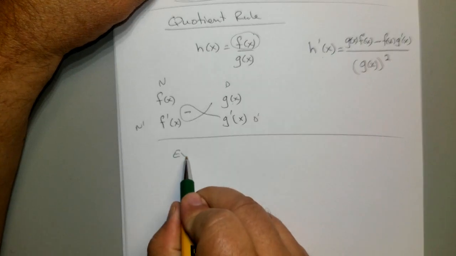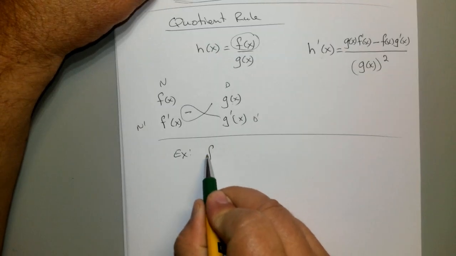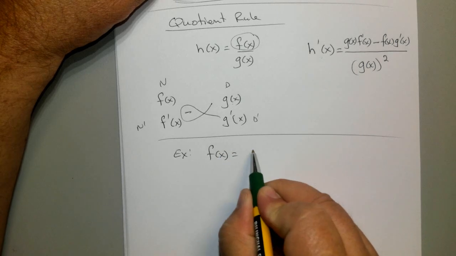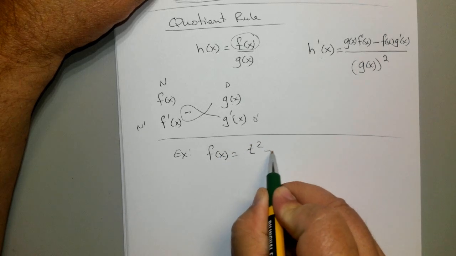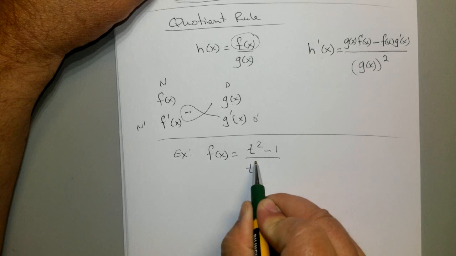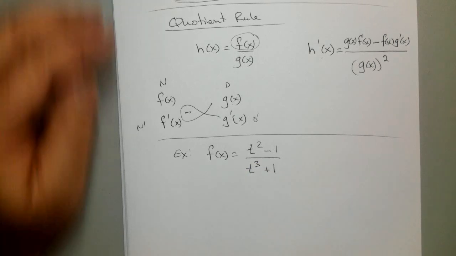Here's the example question. F of x equals t squared minus 1 over t cubed plus 1.